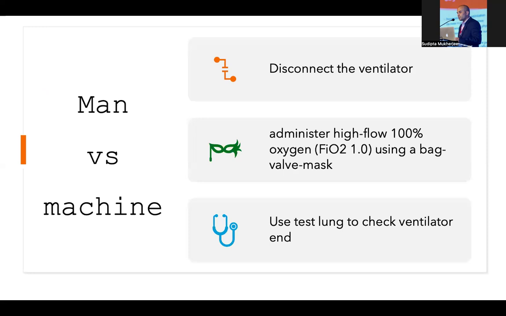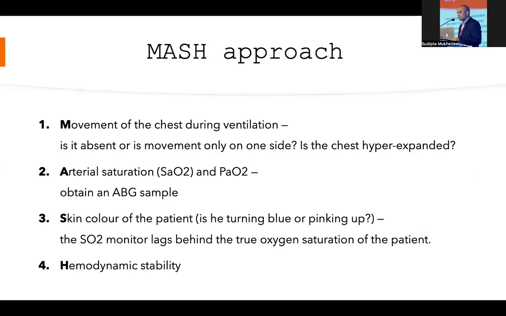So whenever there is a desaturating episode, we have to differentiate between the man and the machine. Take the patient off the ventilator, take the patient on the AMBU by disconnecting it, give 100% oxygen with a bag mask, and do gentle bagging. At the same time, you can do a test lung.